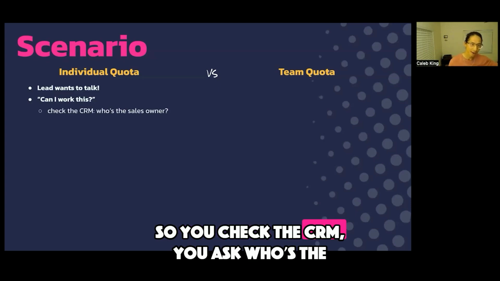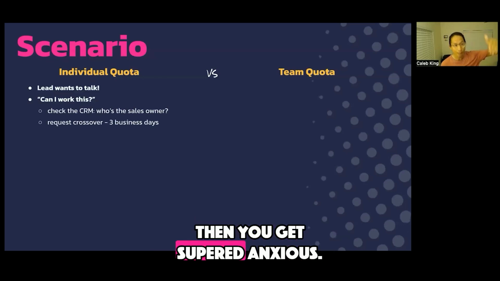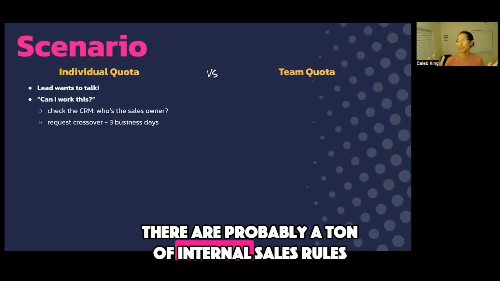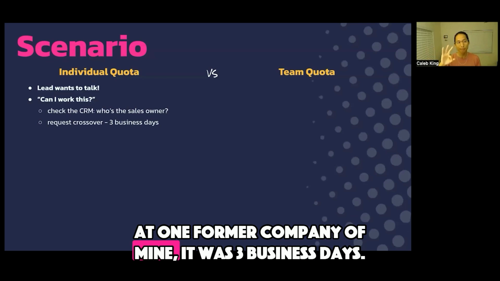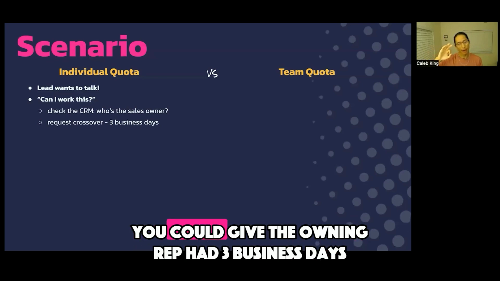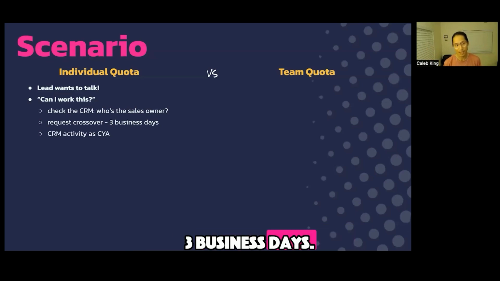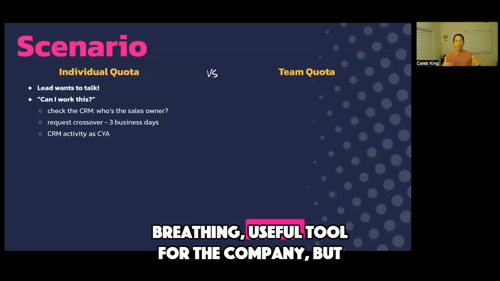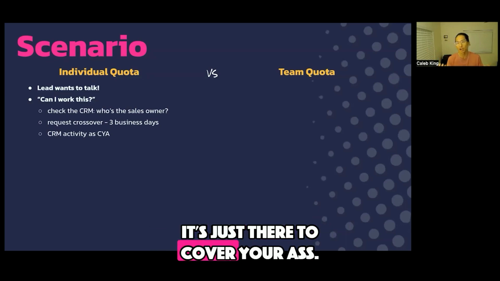So you check the CRM, you ask, who's the sales owner? And the sales owner is not me. Then you get super anxious. You request an internal crossover. There are probably a ton of internal sales rules of engagement that you've got to sift through. At one former company of mine, it was 3 business days. The owning rep had 3 business days to reject or approve it. 3 business days. That's when the CRM becomes not a living, breathing, useful tool for the company, but it becomes a CYA tool, right? It's just there to cover your ass.